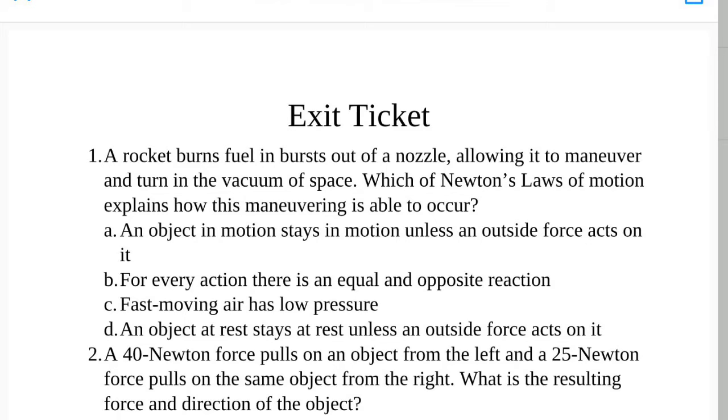Question number 2, a 40 Newton force pulls on an object from the left and a 25 Newton force pulls on the same object from the right. What is the resulting force and direction of the object? Option number A, 65 Newton to the right. Option number B, 15 Newton to the right. Option number C, 65 Newton to the left. And option number D, 15 Newtons to the left. You will complete the exit ticket and upload it online into your assignment box for a grade. This is to assure your understanding of the materials learned.